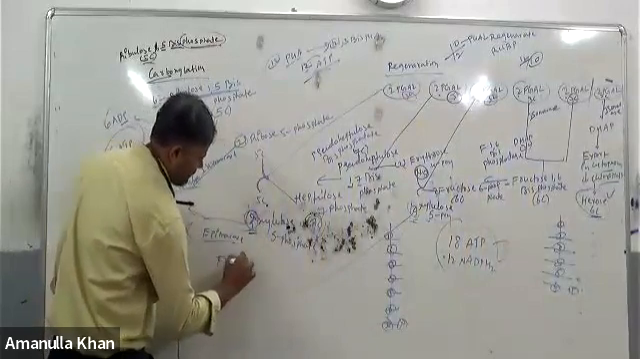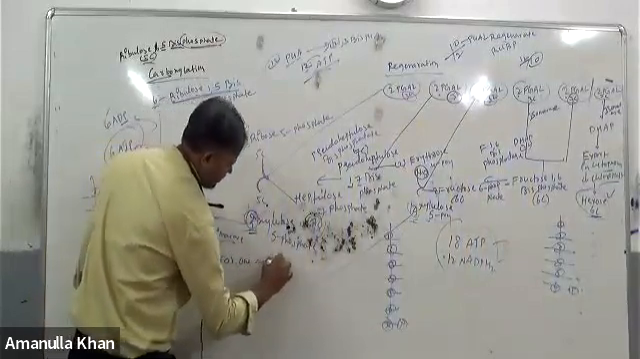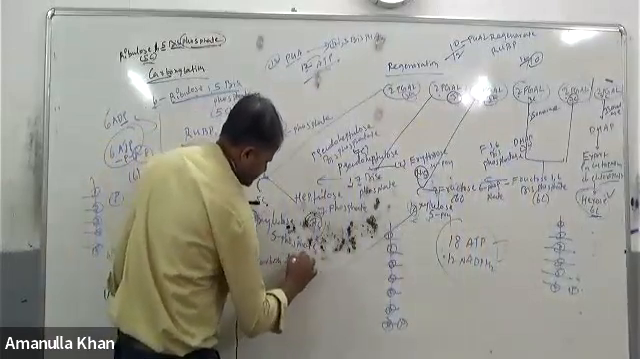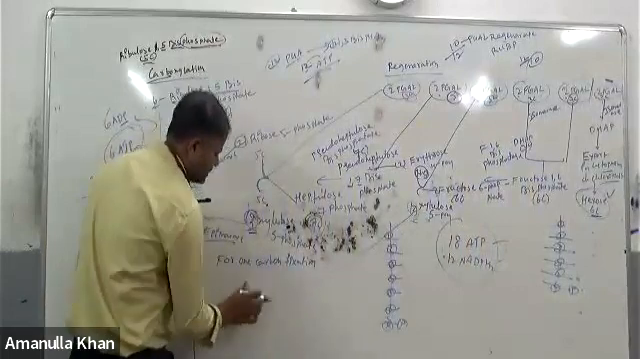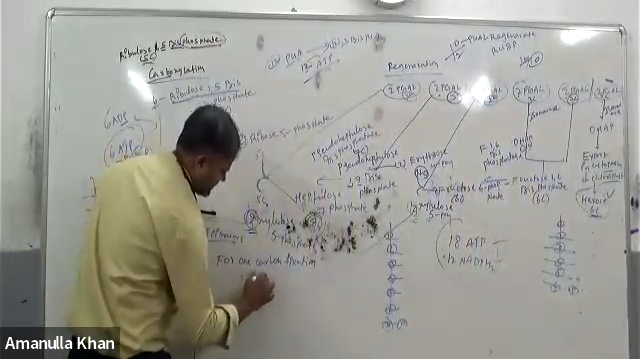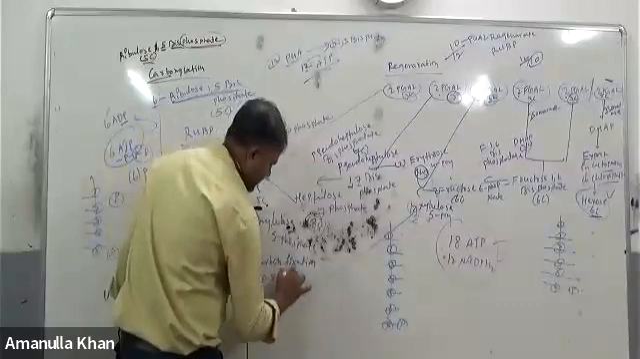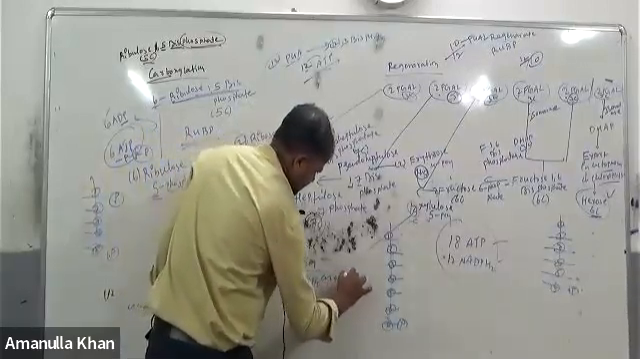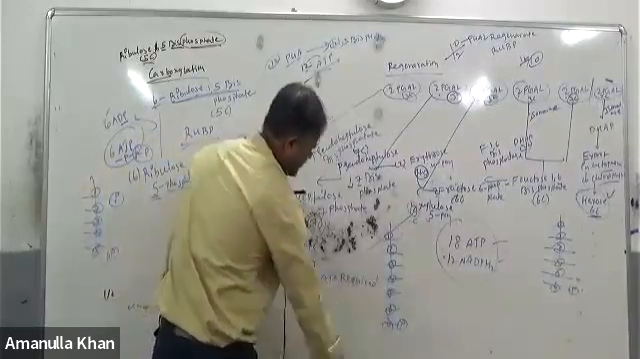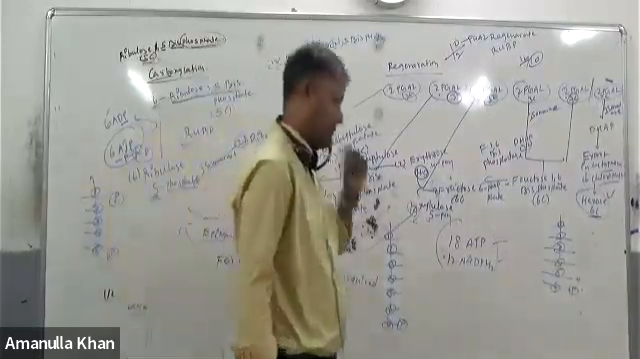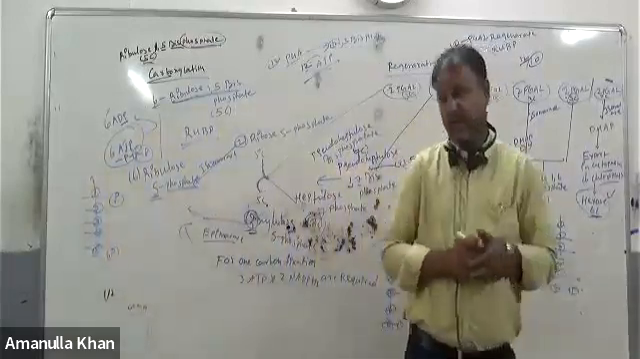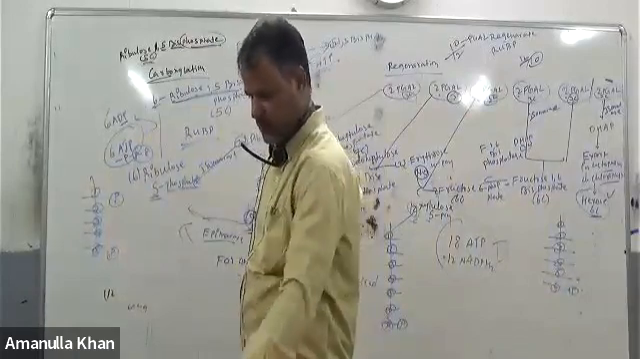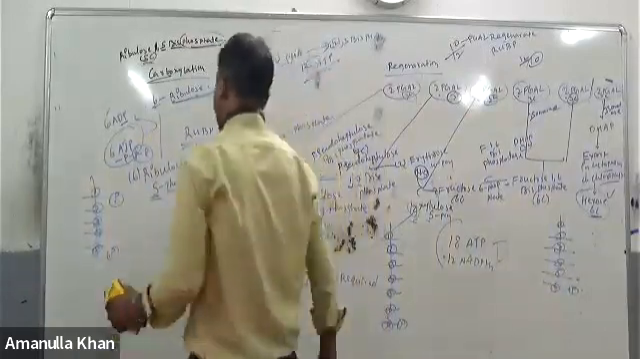For one carbon fixation, how many ATPs? 3 ATPs and 2 NADPH2 are required. Okay, this is the complete Calvin cycle. The next, okay, so again revise this.